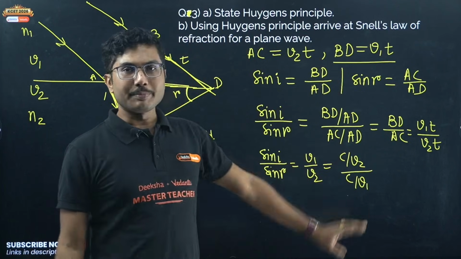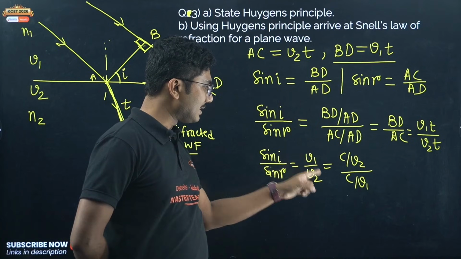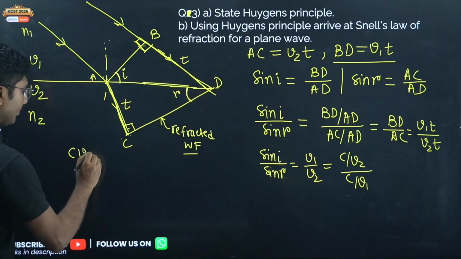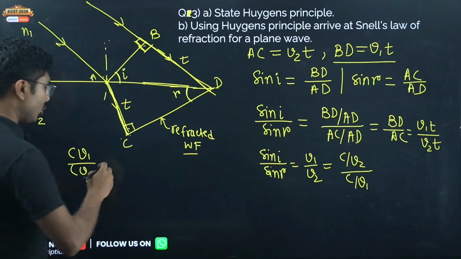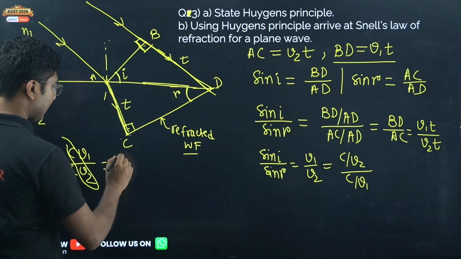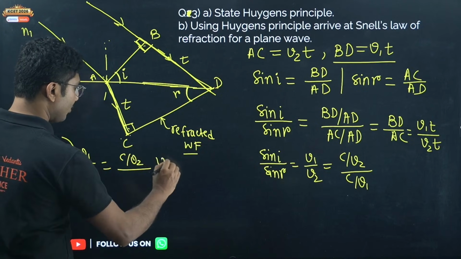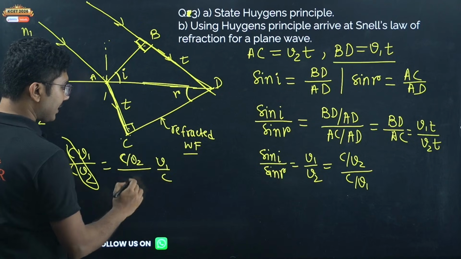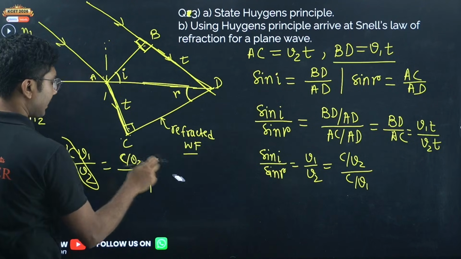This is a simple calculation. You can say this is a division, so we multiply C in the numerator and denominator. Now C by V2 we have taken separately, and what we have is V1 by C. If you want to write it in the same format, you have to invert it, so you get C by V1. So this is a simple mathematical trick.